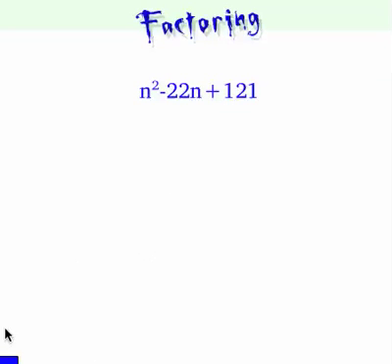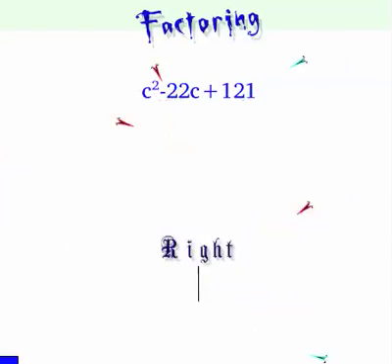So what did we say that was? Square root of the first term is just n. Square root of the last term, that's 11. Take the sign of the middle, minus. 11 to the power of 2. And that's it. So let's do this one quickly.